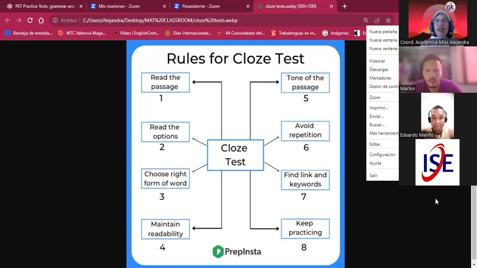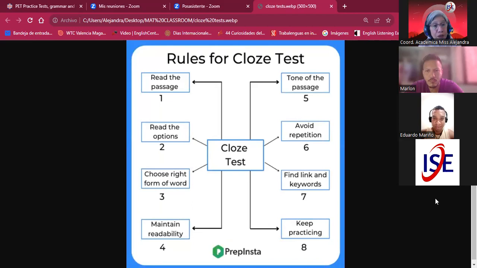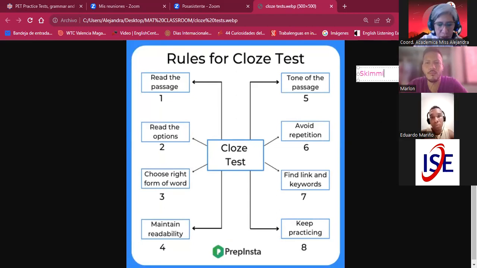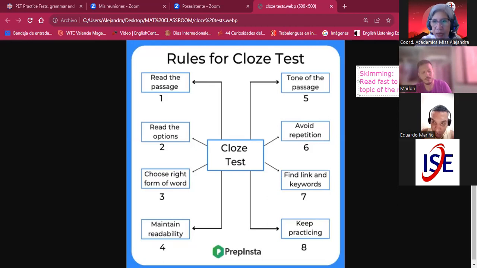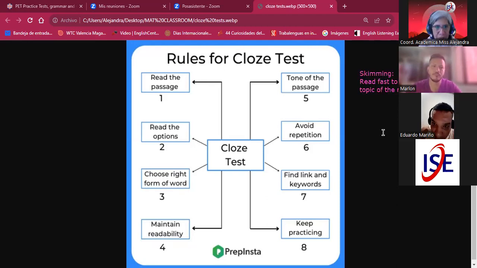Okay. So these are the rules for a cloze test. First of all, you read the passage. Marlon, I have mentioned, but I don't know whether you know that reading has two styles. They are called skimming and scanning. Skimming is read fast to get an idea about the topic of the material. Okay. That is called skimming.